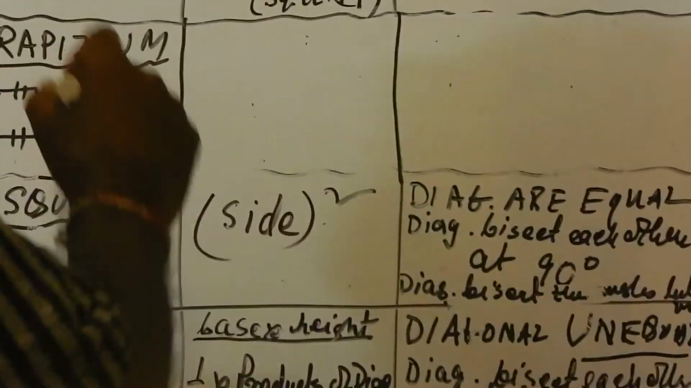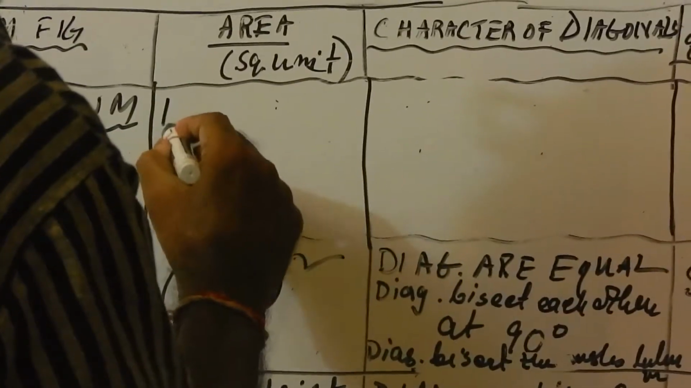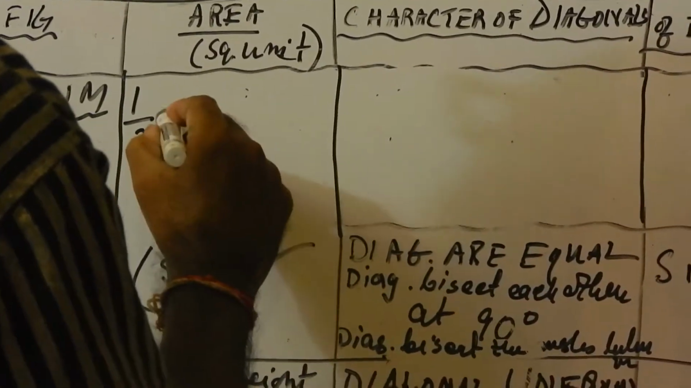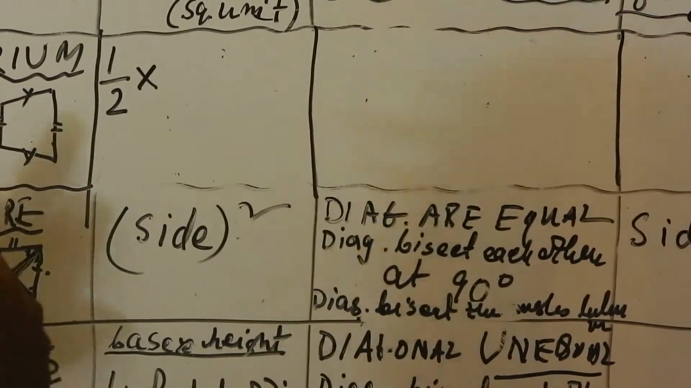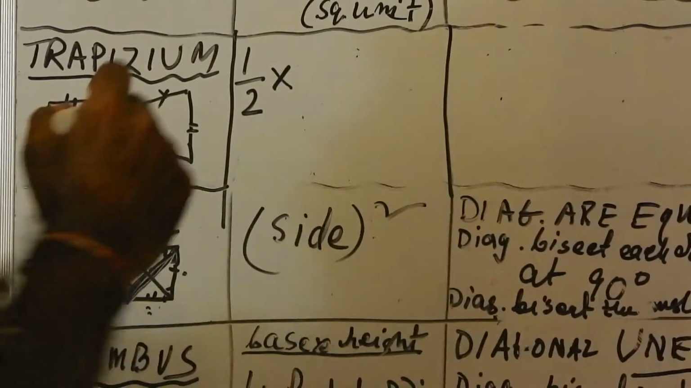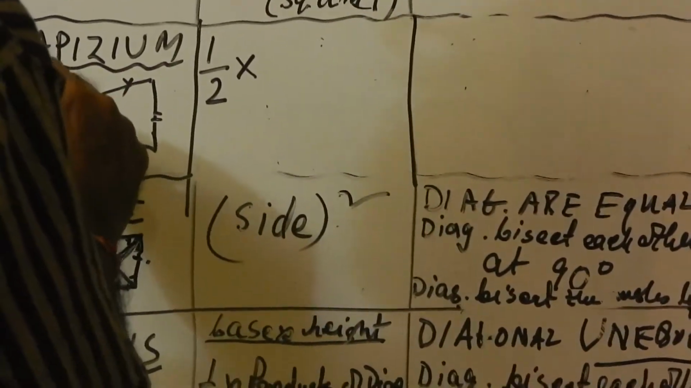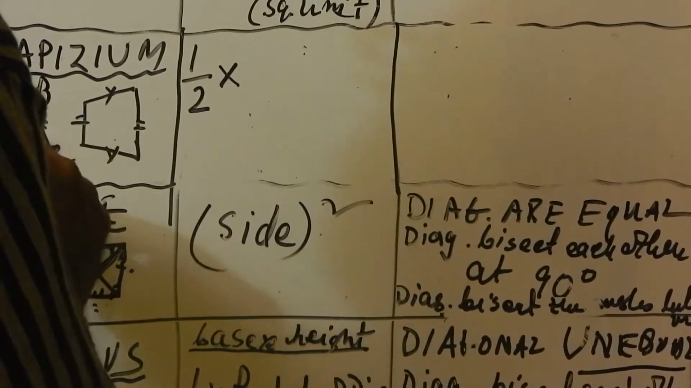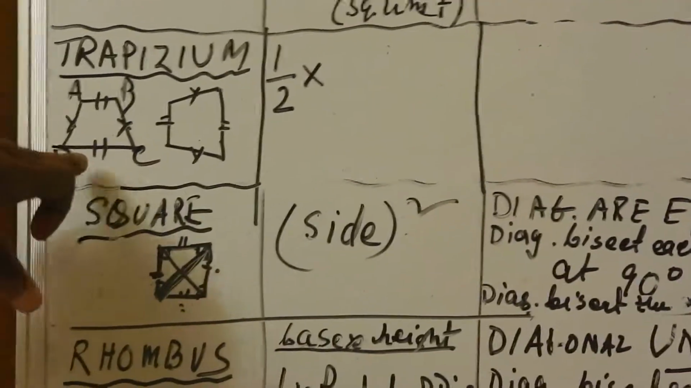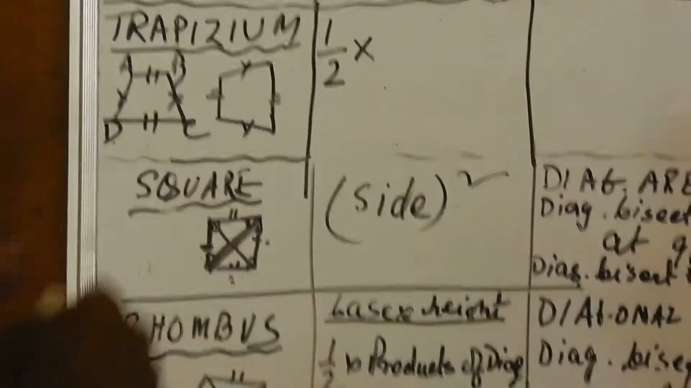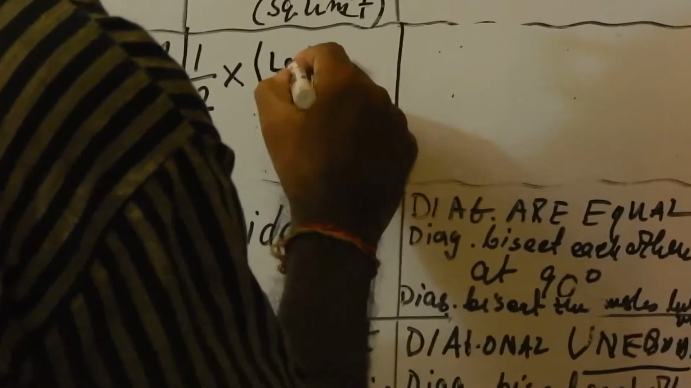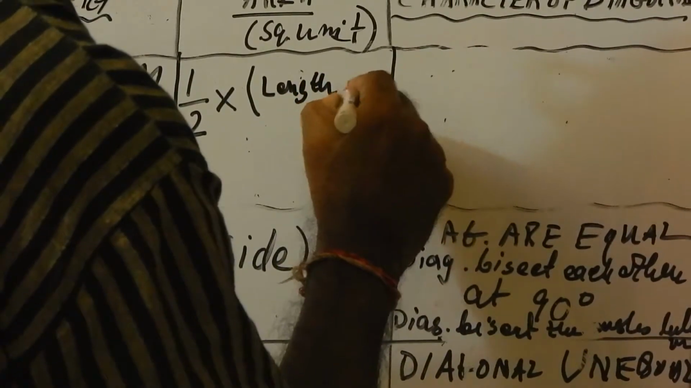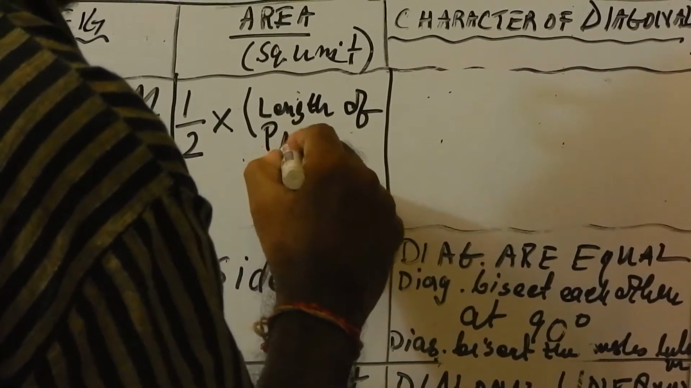And for the trapezium, the area formula is area half into the sum of the parallel sides. Maybe here it is, just name it ABCD. Then AB plus DC. The length of AB plus DC, that is half into the length of the parallel sides.